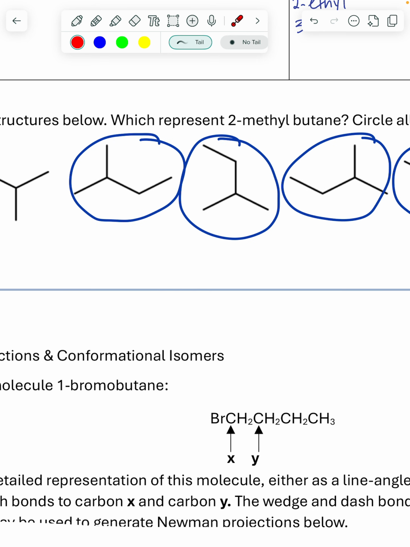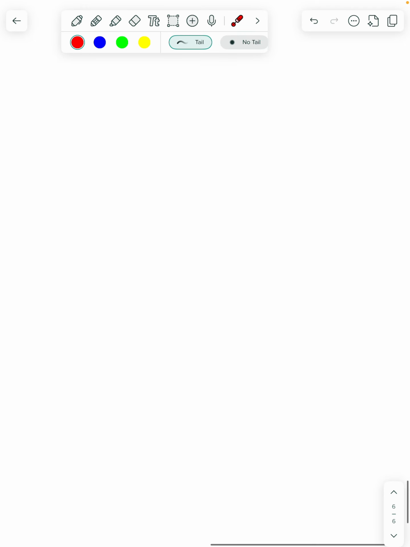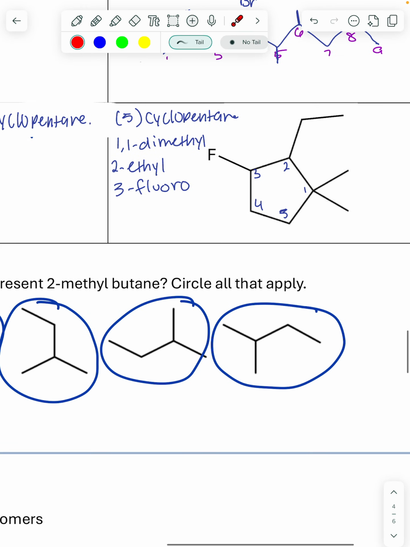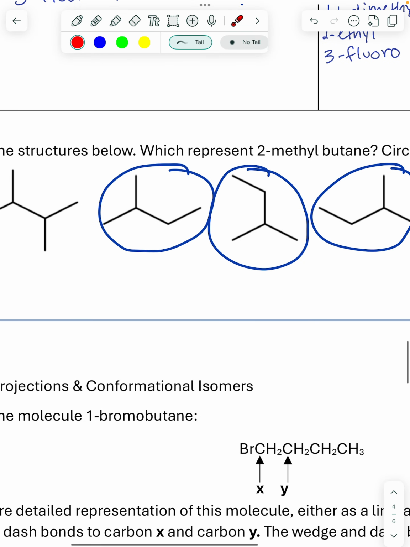So now we're looking at this. This has 1, 2, 3, 4, or you could look at it as 1, 2, 3, 4, either way. And then either way, how you look at it, there's butane and a methyl on two.